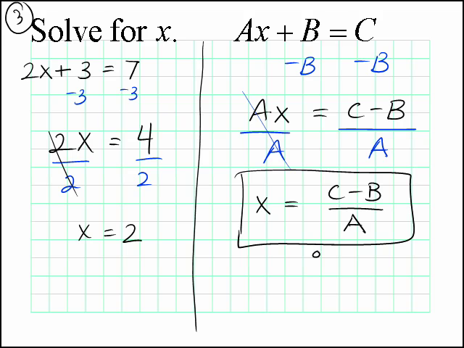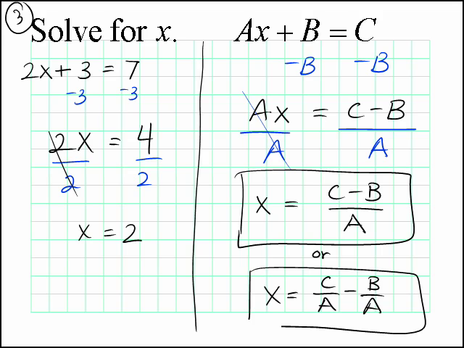An equivalent way to write that answer would be to put the denominator under each the c and the b. We could write that as c over a minus b over a. That is also a correct way to write the answer.